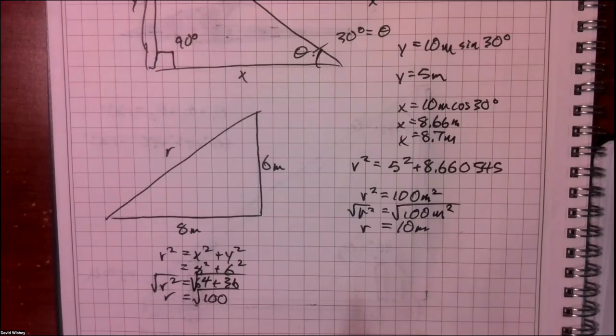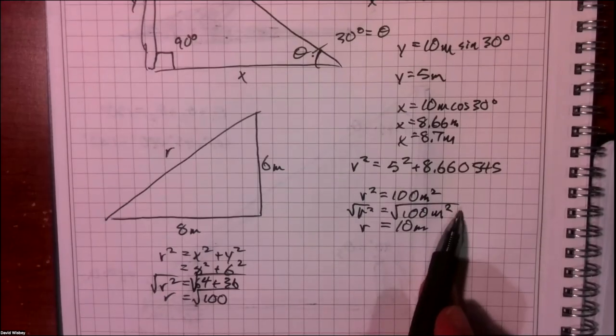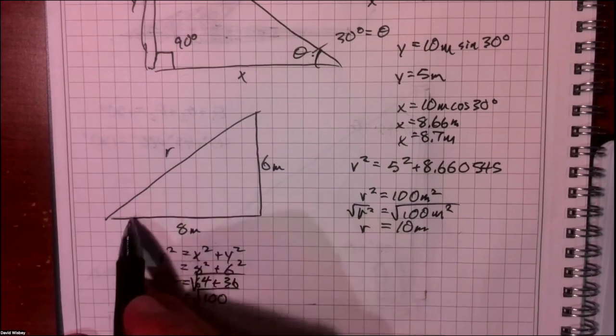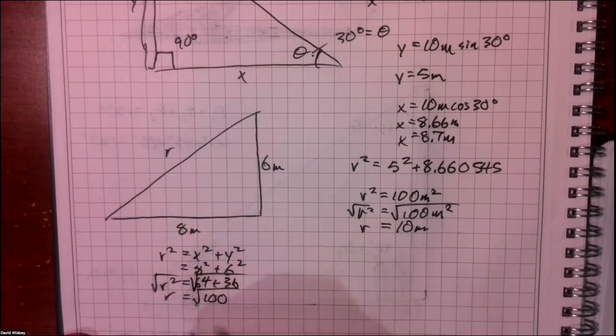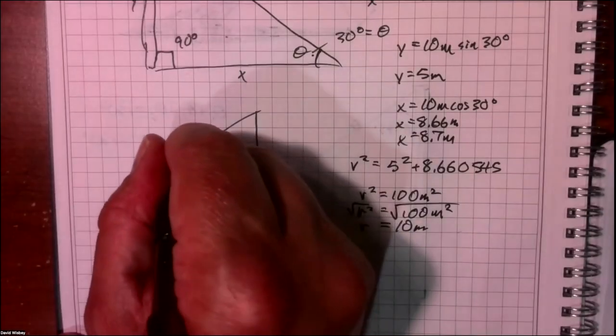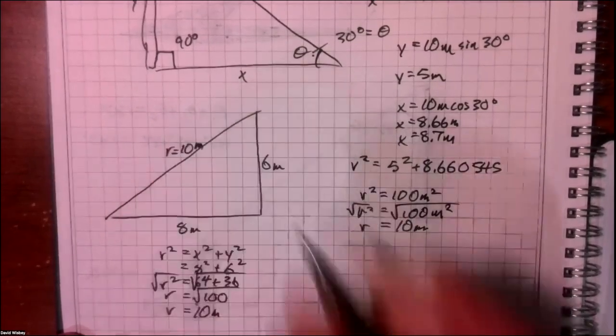And this was actually the same problem, basically. Really similar, different angle here on our triangle, but we didn't know the angle. So that gives us r equals the square root of 100, which is 10. So the answer is 10 meters. So I'll say, okay, r equals 10 meters.